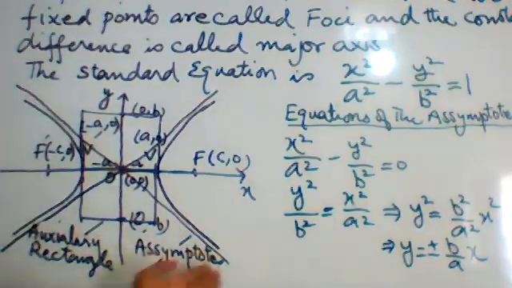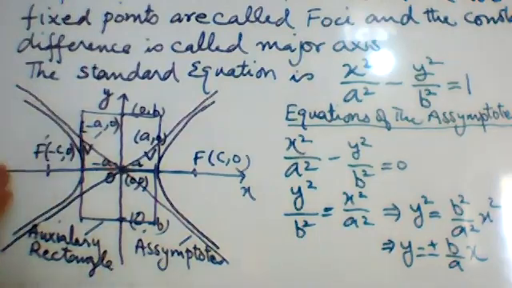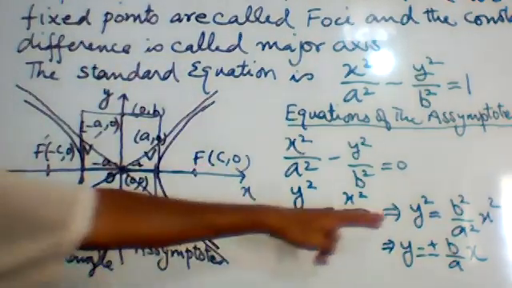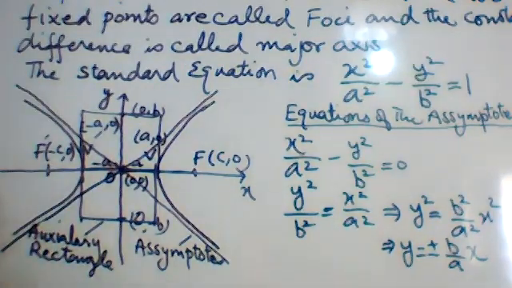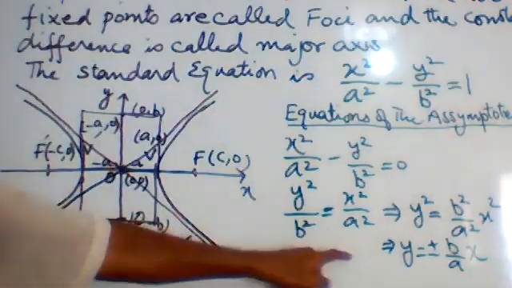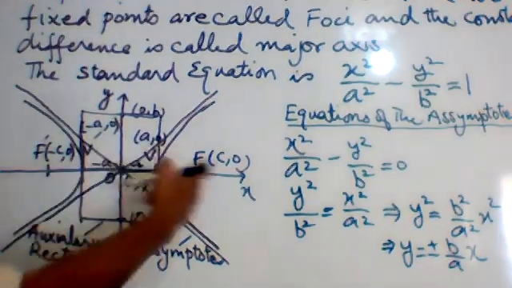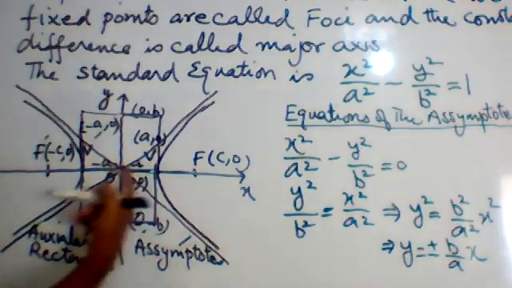This y is equal to minus b upon a x is tilting towards the negative x-axis, and y is equal to b upon a x is tilting towards the positive x-axis. So this is the hyperbola, this is the standard equation, and this is how to find the equation of the asymptote. Now the relation between a, b and c: this is b, this is a, and this is c.